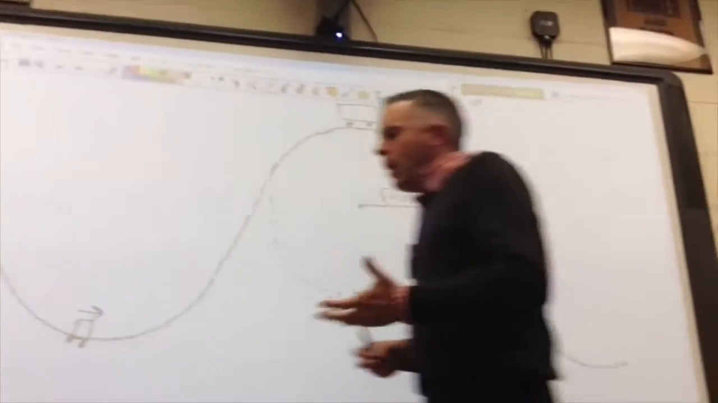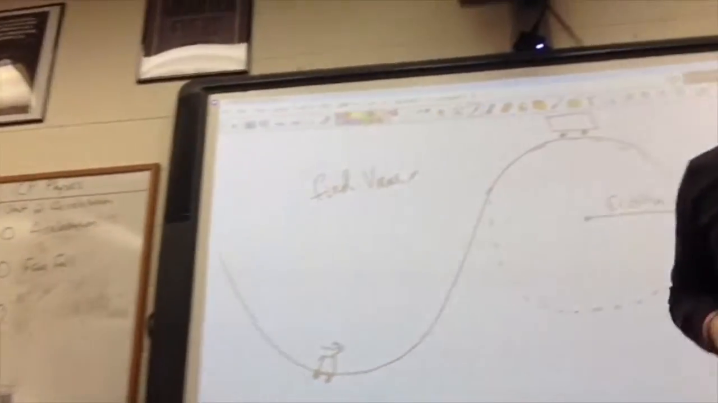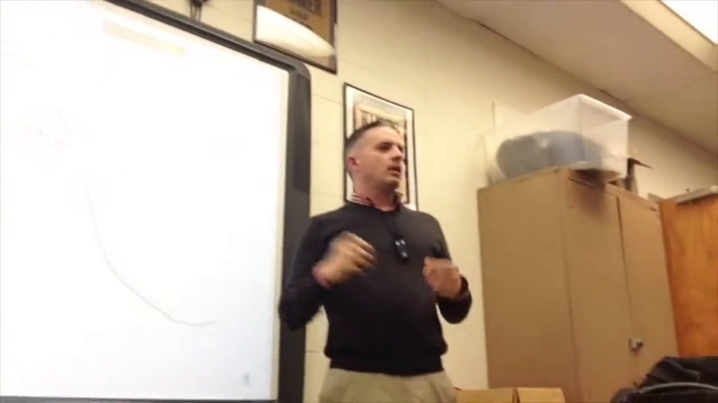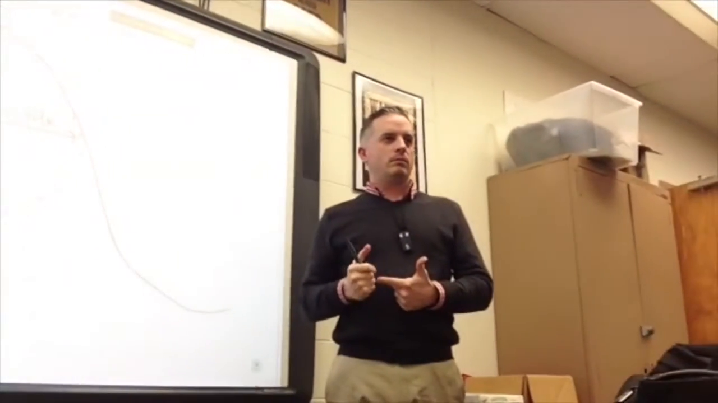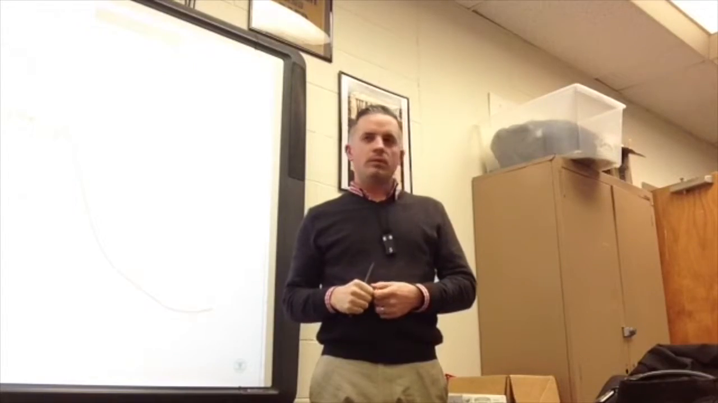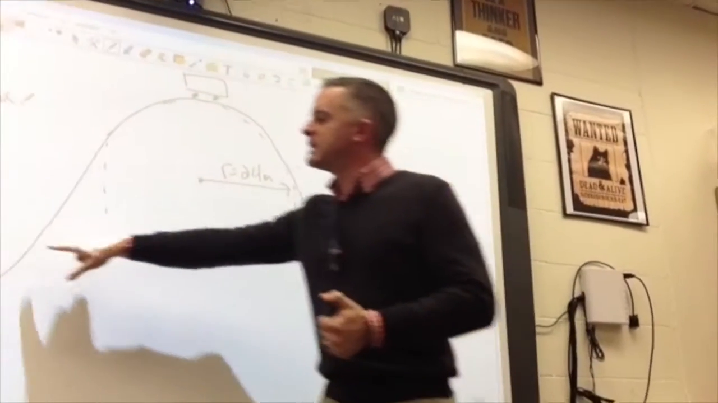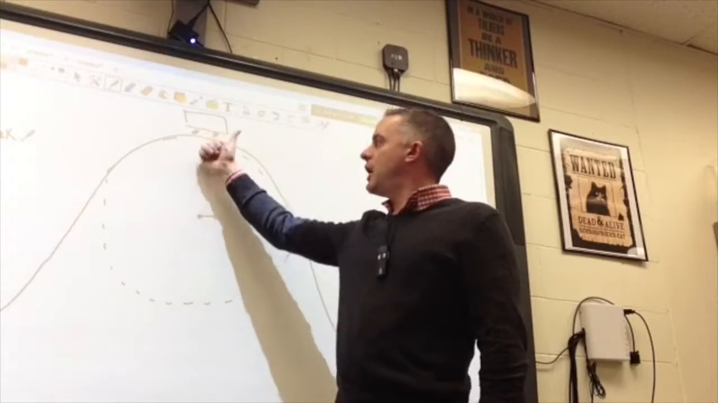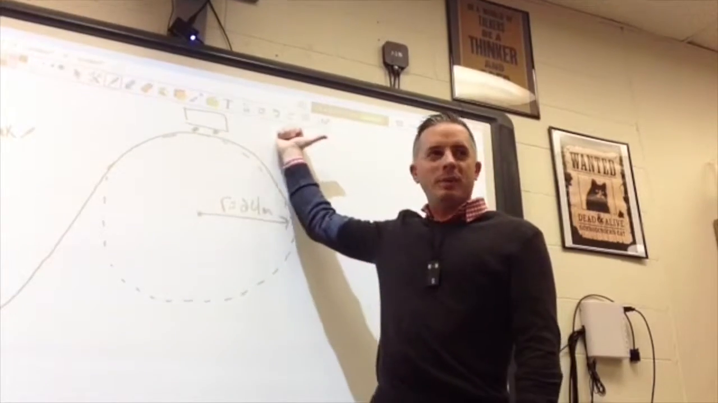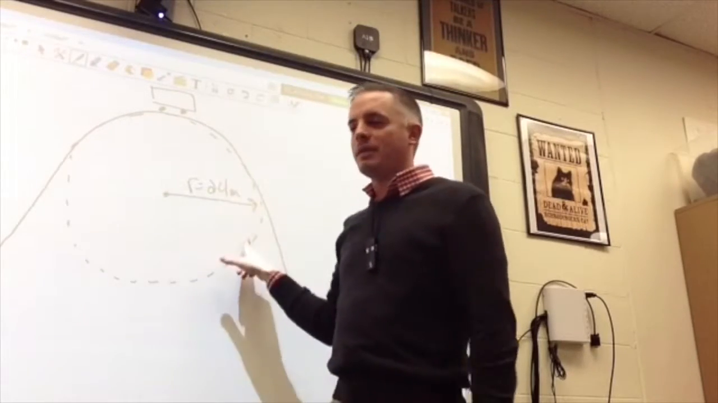So what I want to know is, can we find the maximum speed with which this car will stay on the track? Does that make sense? So what is the maximum speed with which we could send this car up the hill, get to the top of the hill and not have it go ping? Because that would be bad. We want to keep it on the track. We want to keep it on this circular path, okay?